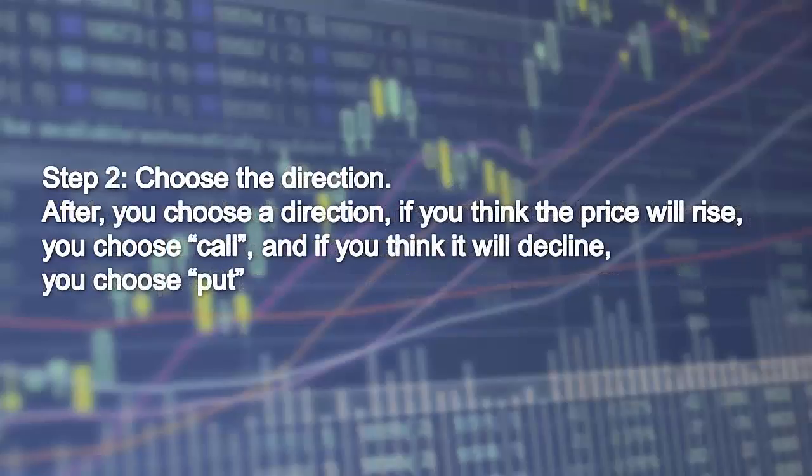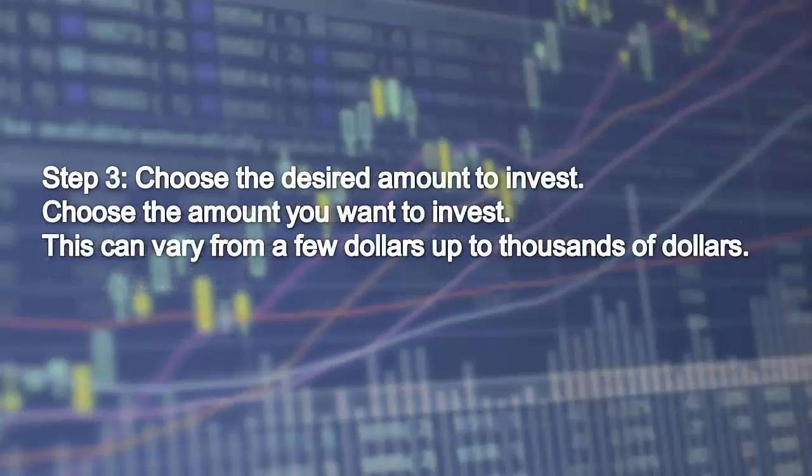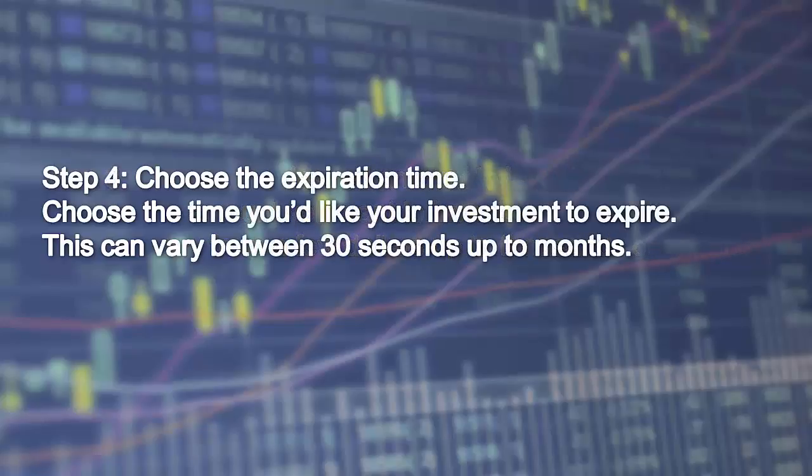Step 2. Choose the direction. After you choose a direction, if you think the price will rise, you choose call, and if you think it will decline, you choose put. Step 3. Choose the desired amount to invest. Choose the amount you want to invest. This can vary from a few dollars up to thousands of dollars. Step 4. Choose the expiration time. Choose the time you'd like your investment to expire. This can vary between 30 seconds up to months.